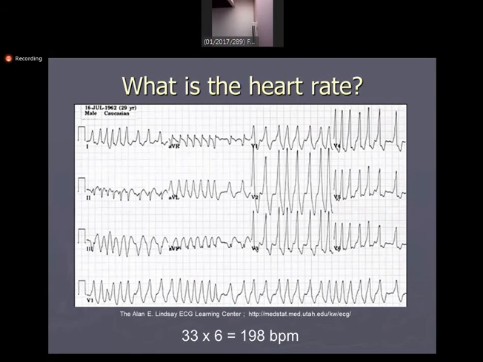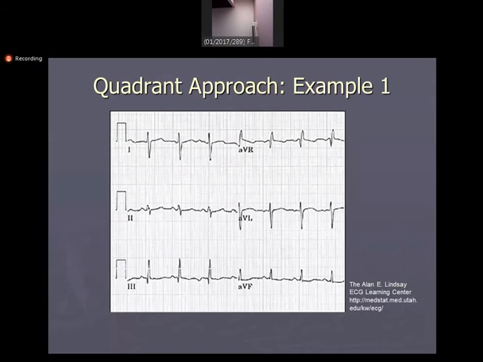How many of you can recognize the P wave in this ECG? The first deflection is the P wave.